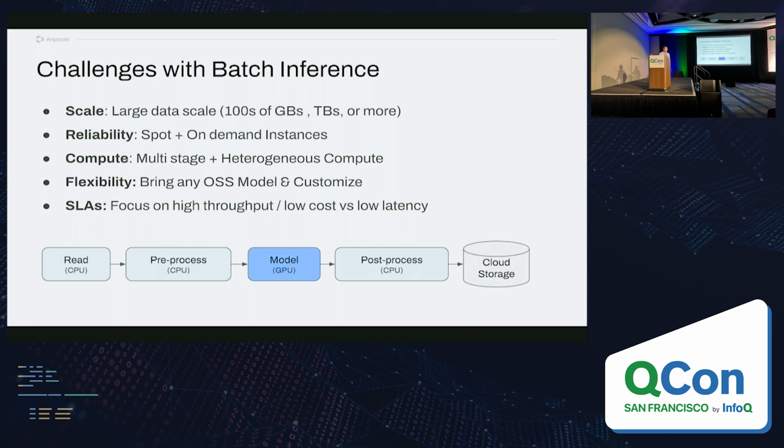Finally, SLAs. When you're doing batch inference processing in production, you cannot just throw in all the data and get a result without considering the cost. So you will set high throughput, or cost, or latency as your SLA before you get into production, to make sure you won't go bankrupt processing that data.